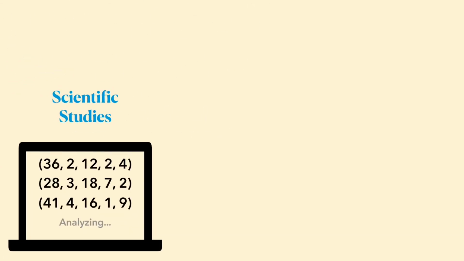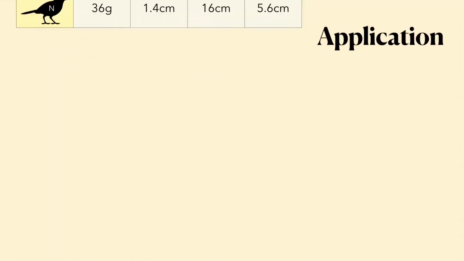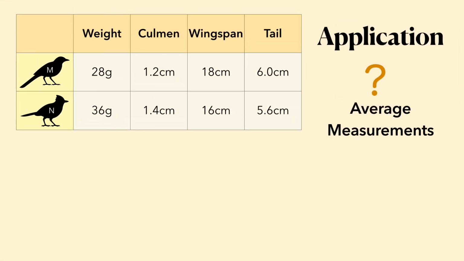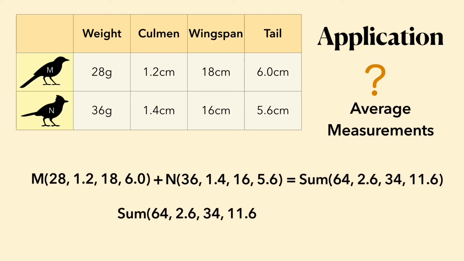Because algebraic vectors are easy to calculate, they are applied in many fields. For instance, if biologists want the average measurement of two kinds of bird, they treat each feature as a variable to construct a multidimensional vector. They then add them up and divide the sum to get the average measurement.